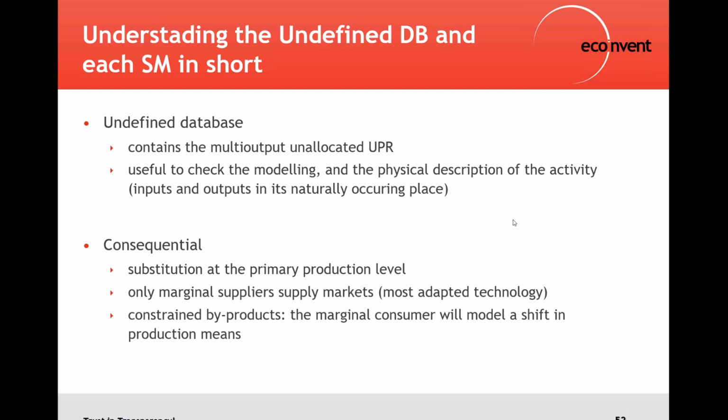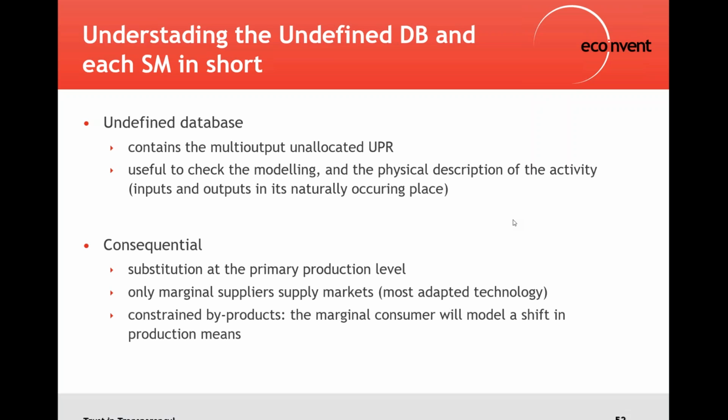Okay, let's try to present the undefined database and each system model in short, and then I will go and give a little bit more detail. So again, the undefined database contains the multi-output and unallocated unit processes. As I said, it's useful to check the modeling and the physical description of the activity. And if you're trying to see how to model a new product not existing in the database, like the question in one of the earlier parts, like the black liquor, try to find similar activities in the database, and you can start getting your modeling bones there.